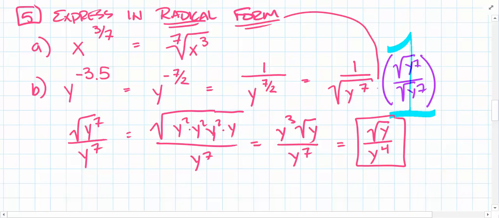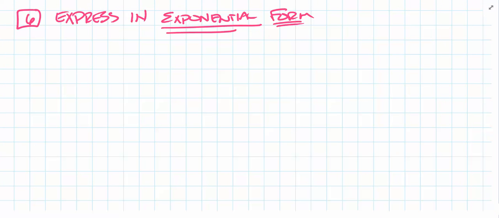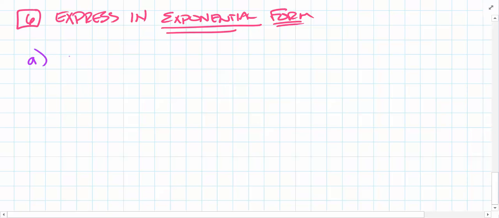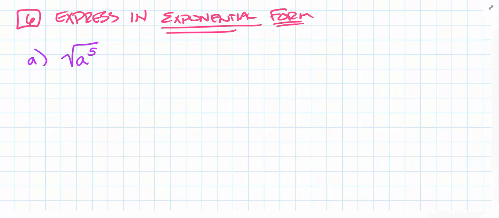Now, expressing something in exponential form means I'm going to give you something like, let's do this first one here, the square root of a to the 5th. Right now it's in radical form. We want to express it in exponential form. So who's got a good idea?